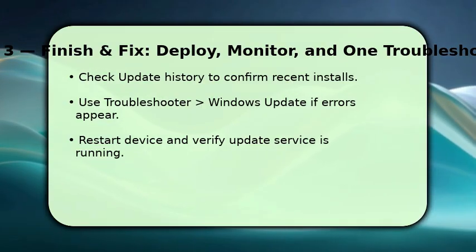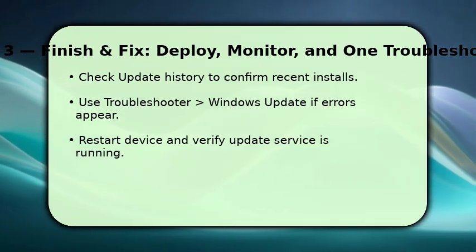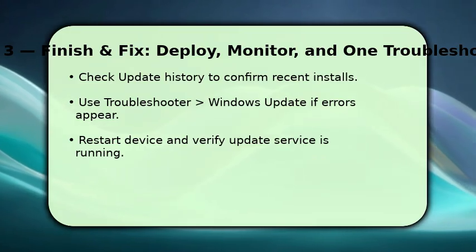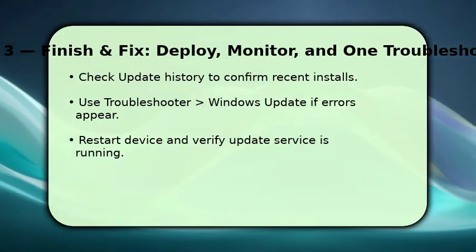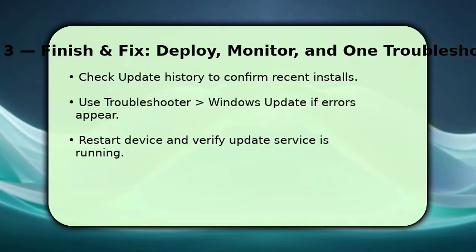Make sure the Windows Update service is running. Open Services and verify it's set to automatic, then restart the device to apply changes. If problems persist, clear the software distribution folder as a last step before seeking deeper logs or.